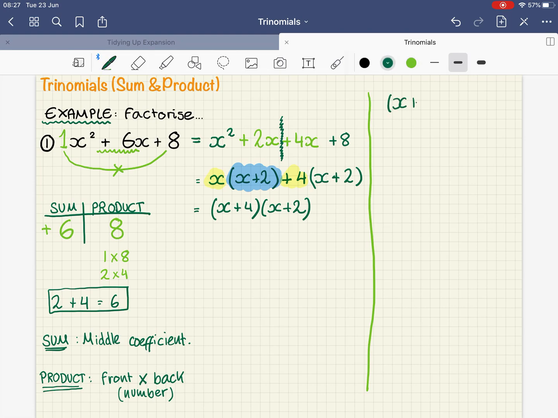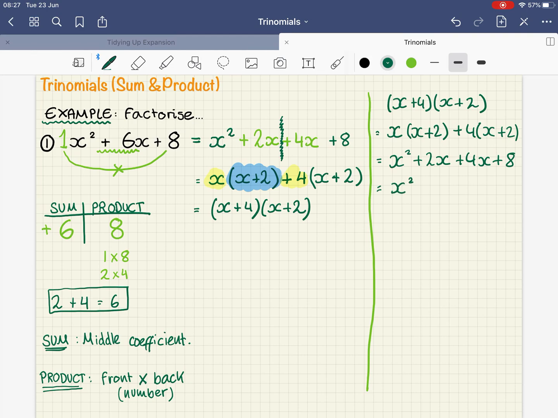Because you will notice something that occurs when I do my expansion. So I'm just going to split it up. Multiply it out. And then collect my like terms together. And yep, I've gotten back to the beginning. That's exactly what I had originally.